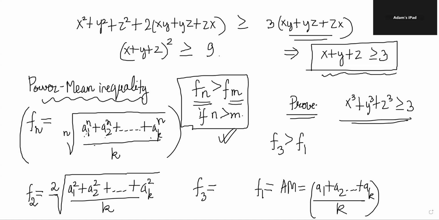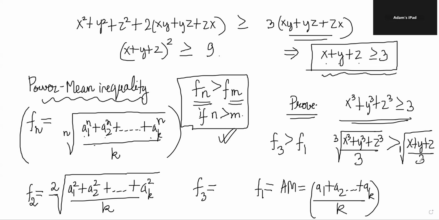If I do F3 and F1 for x, y, z, F3 should be the cube root of x cube plus y cube plus z cube by 3, right? Is greater than F1, which is simply the first root of x plus y plus z by 3, right? But actually this is the same as x plus y plus z by 3, which is greater than 1, right?